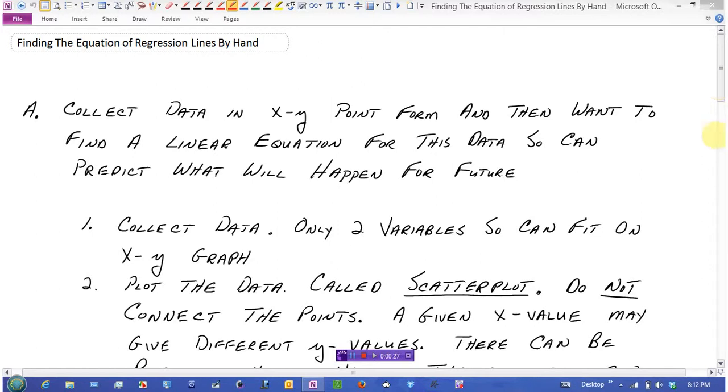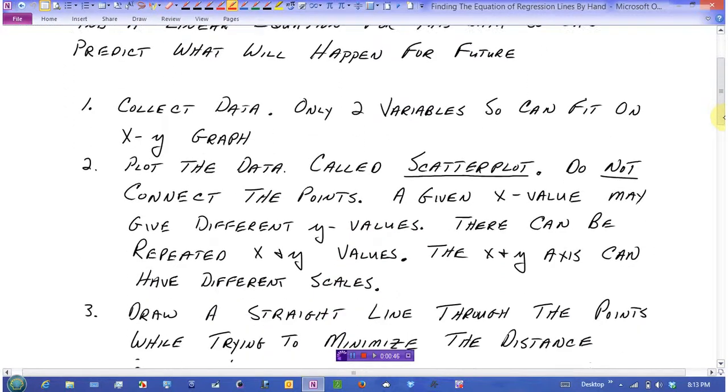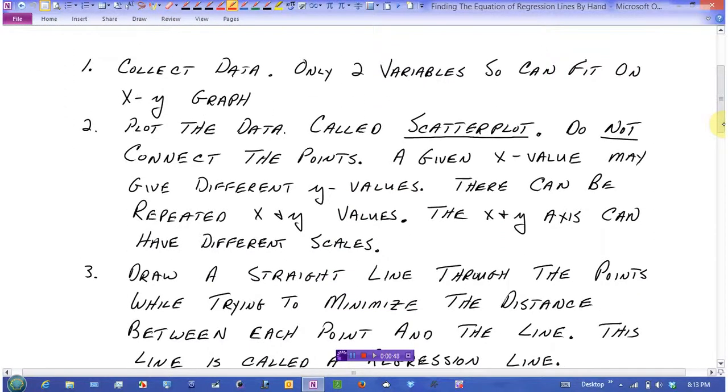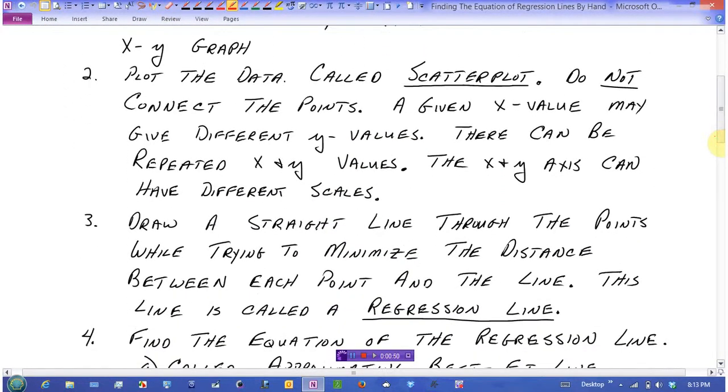So what we're going to do is say you go out and collect data in some sort of XY point form. So you're only going to have two variables, say X and Y. You can label them whatever you want, but there's just two of them. And you're going to approximate a linear equation for that data. Like I said before, you're only going to have two variables, so it can fit on a standard XY graph. You're going to plot all those data points on one graph.